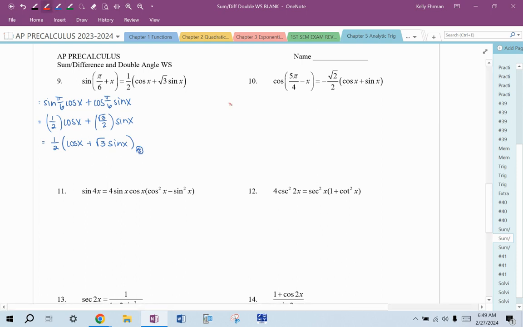For this next one, cosine formula, cosine of 5 pi over 4, cosine of x, change the sign, plus sine of 5 pi over 4, sine of x. Careful on your positives and negatives here. You're in quadrant 3, so both cosine and sine should be negative radical 2 over 2.